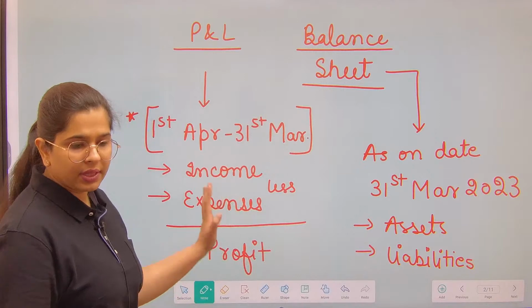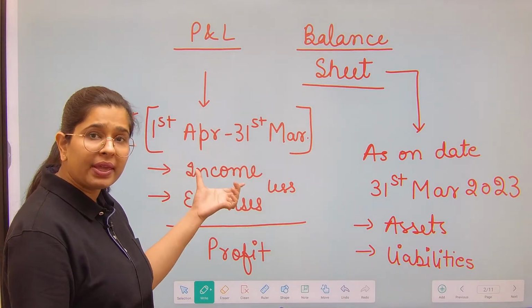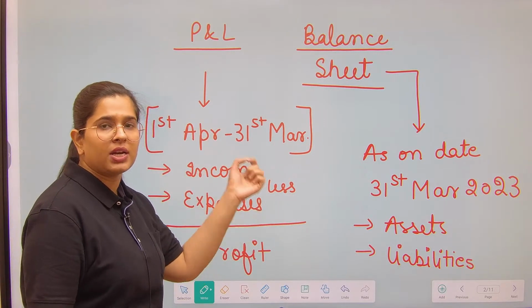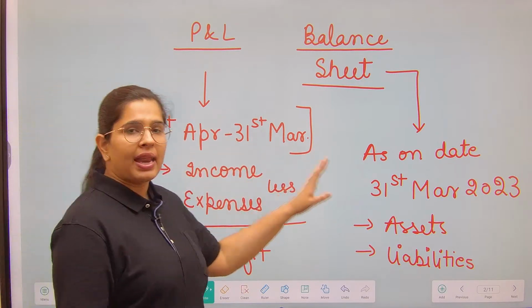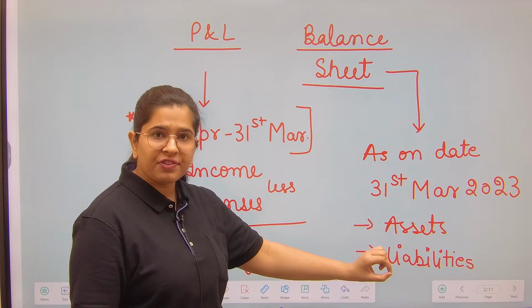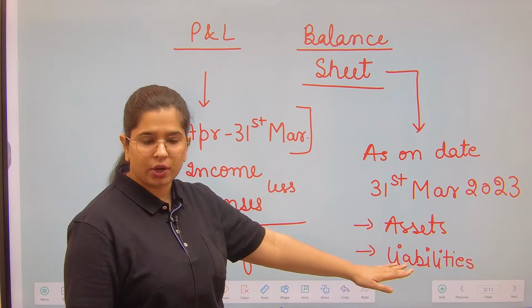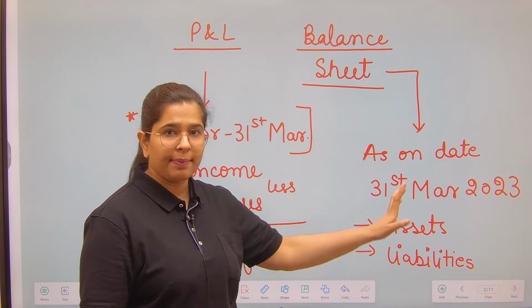Now we are clear with the durations: the P&L statement is prepared for a whole period. Whatever income you have earned from 1st April till 31st March is going to be recorded in your P&L statement. Next, the balance sheet is prepared as on date. On 31st March 2023, what your assets and liabilities are, we are going to decide and record in the balance sheet.